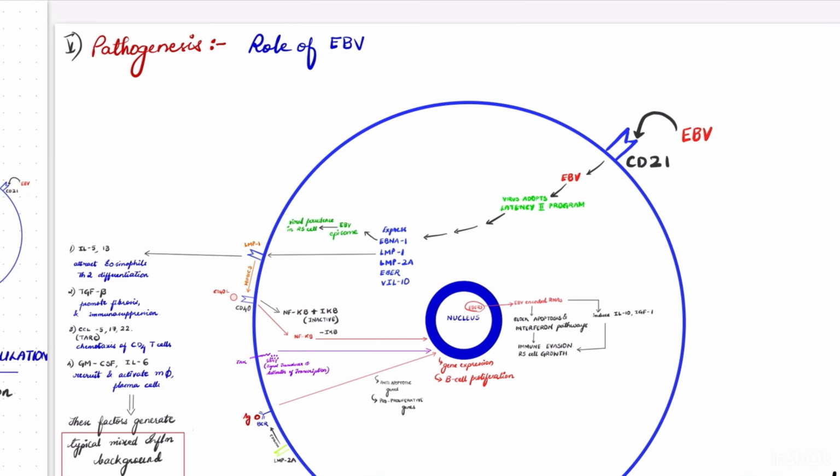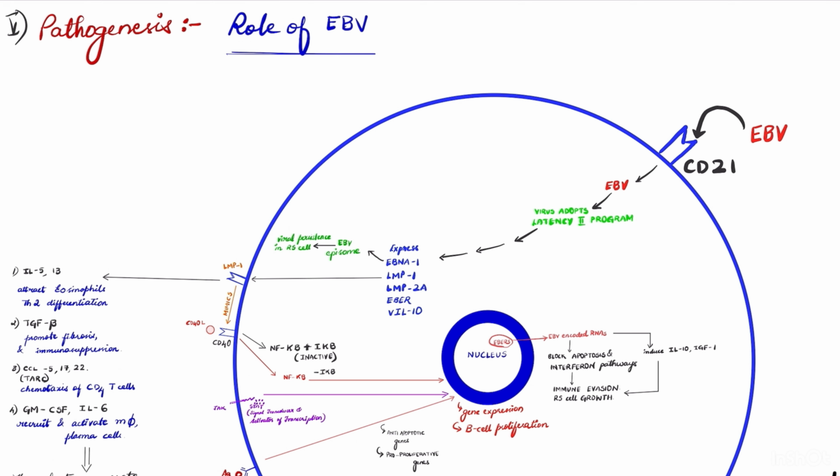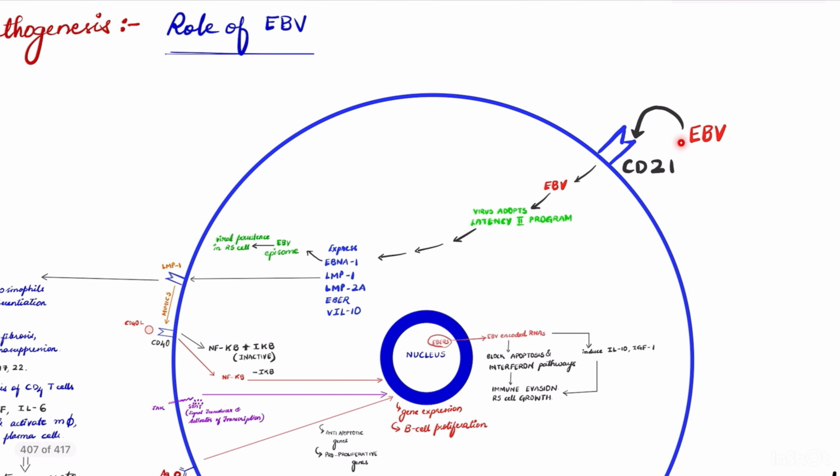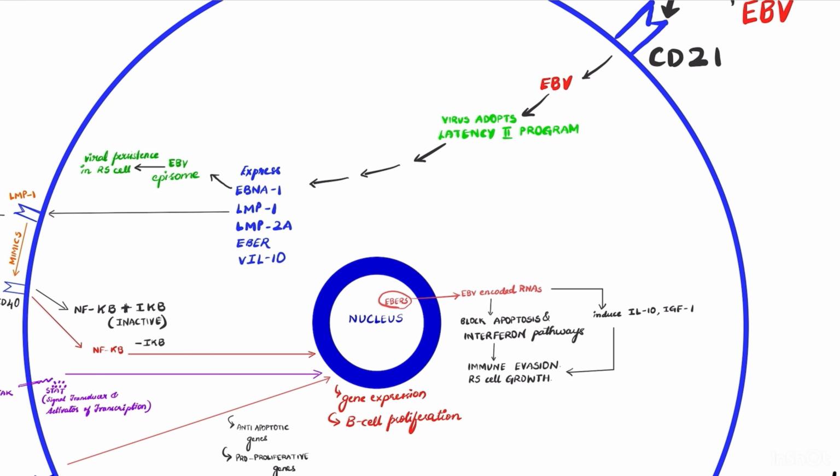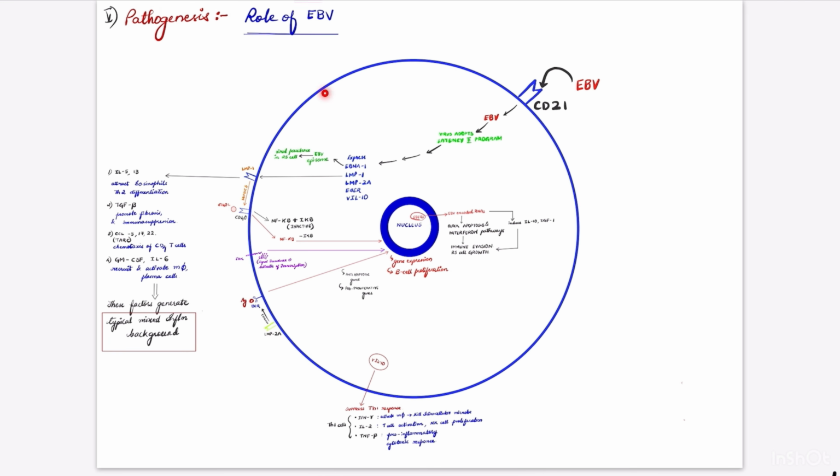Firstly, I want to emphasize the role of Epstein-Barr virus in the causation of Hodgkin's lymphoma. This Epstein-Barr virus gains entry into the B cell via a surface receptor called CD21. The normal B cell has the CD21 receptor on its surface. It gives access to the Epstein-Barr virus to enter inside this B cell. Consider this large circle as a B lymphocyte and this center as the nucleus of the B cell. This surface receptor CD21 gives access to the Epstein-Barr virus to enter inside.